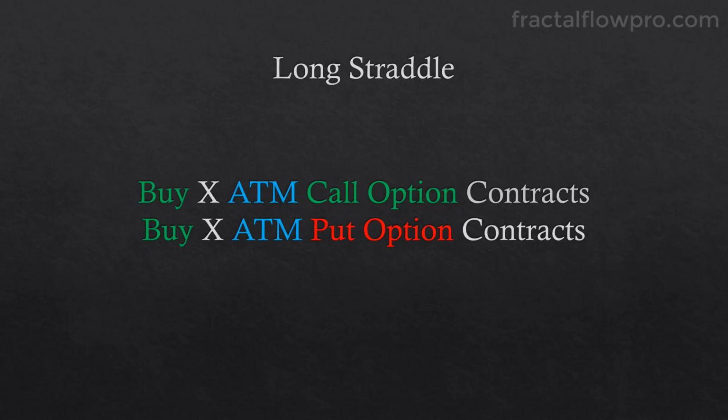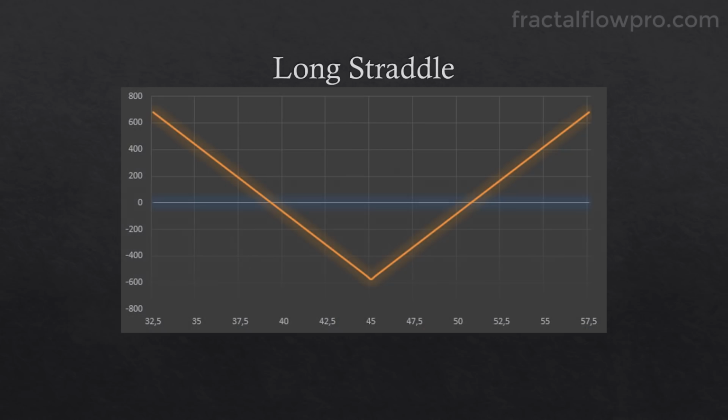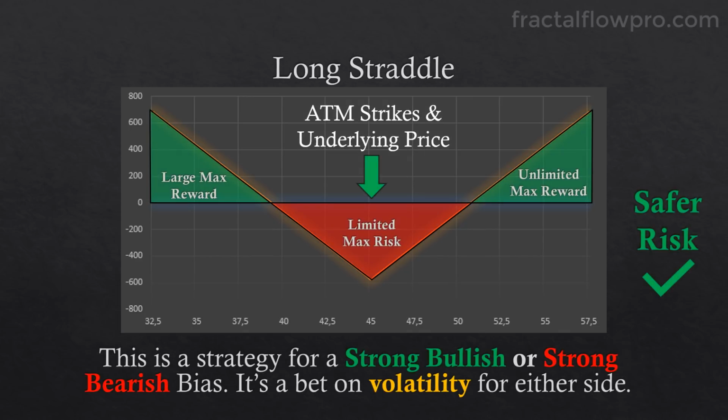Both options must have the same strike price. In the payoff chart, we can see that the P&L forms a V-shape, meaning that the trader can profit in both market directions. The ideal market scenario for the long straddle strategy is that the underlying price moves as far away as possible from the strike price of the options being used in either direction.